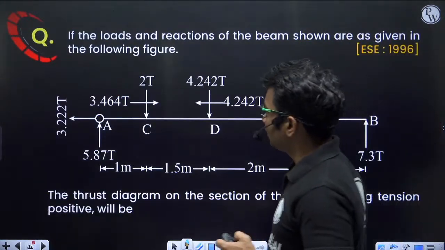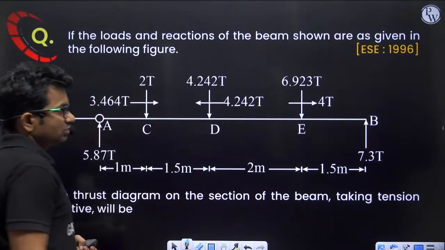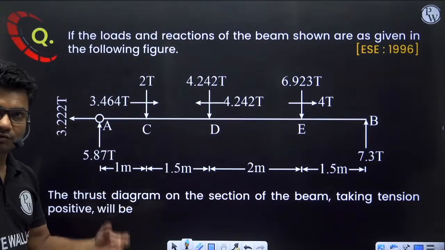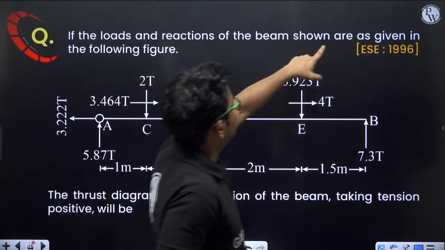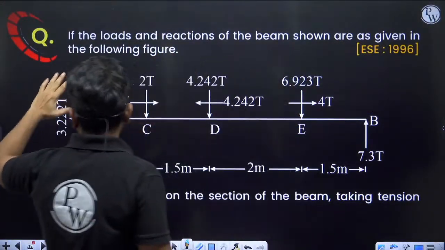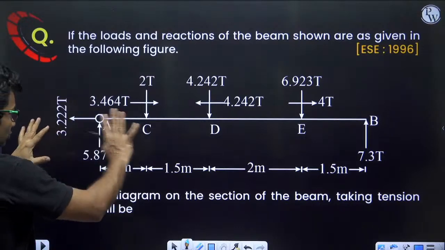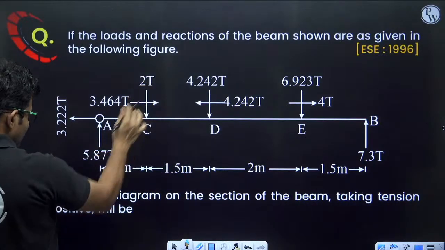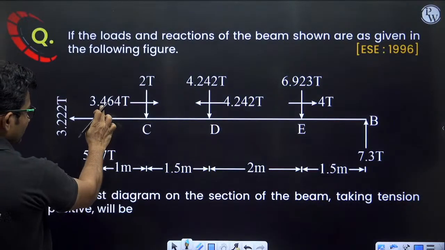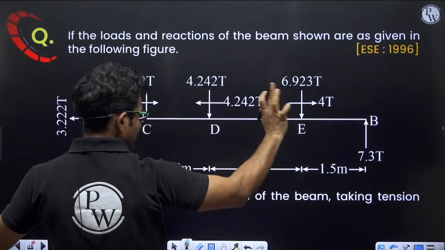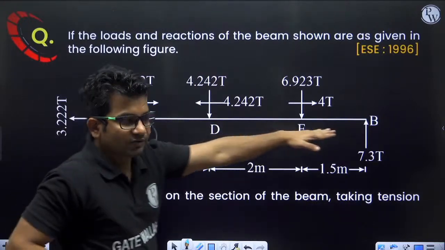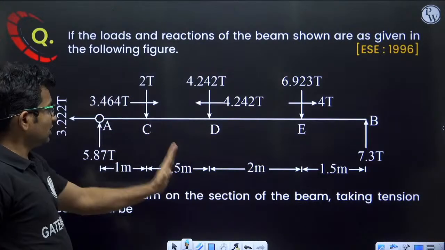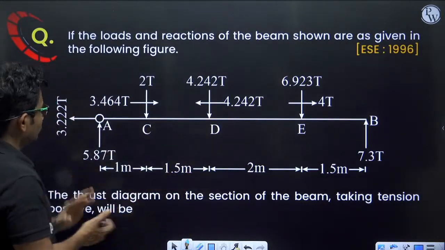Next. Oh, this question looks a little bit difficult. Let us see what is asked. If the loads and reactions of the beam shown are as given in the following figure. So we are given some loads. 2 ton load is given, 5.87 ton, 3.464, 4.24, and so many loads are given. Some axial loads are also given, some transverse loads are also given. Axial loads and transverse loads, both are given.